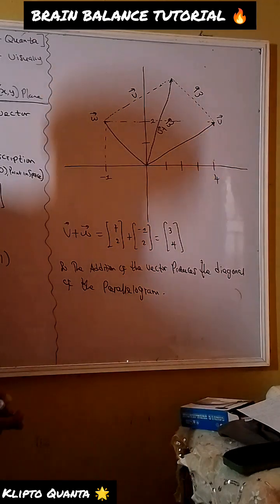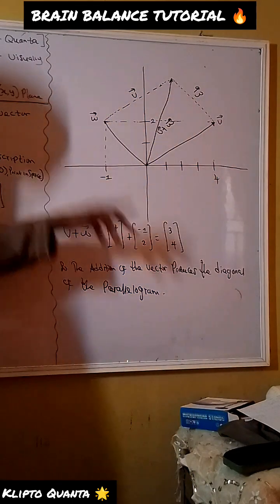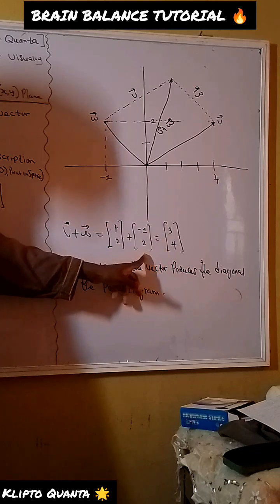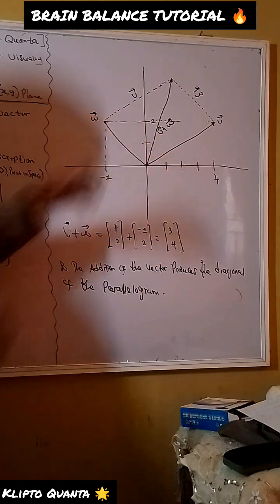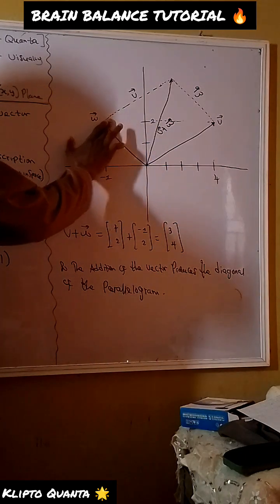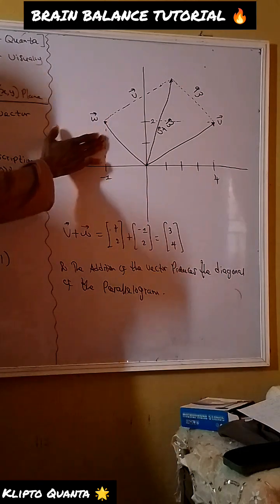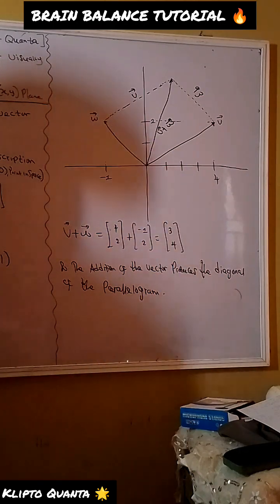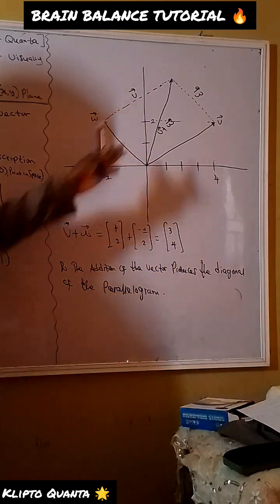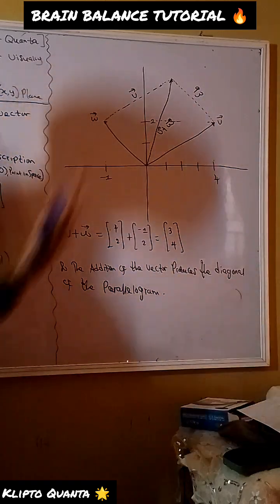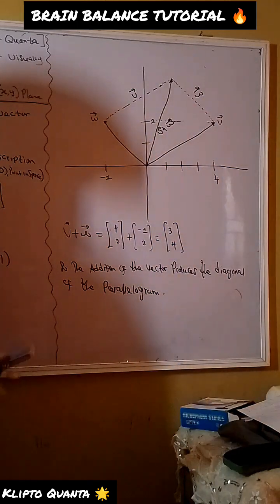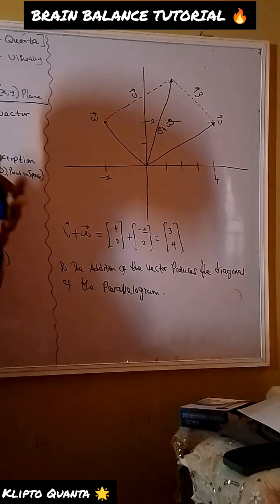Now when we look at w, it is -1 and 2, that's -1 with respect to 2, that is w. Then we have this point for w, as you can see. Now we need to find the addition. This is the normal representation of the vectors. How do we add them? What is the addition? Actually at times we usually call the addition a resultant.